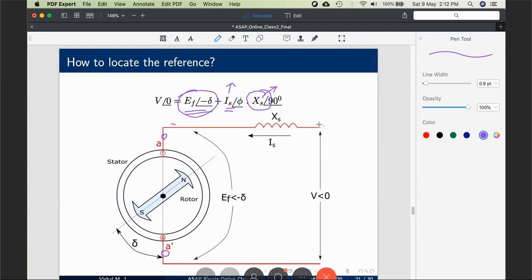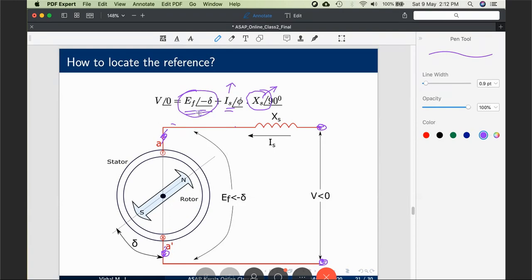See, this is the only terminal which is accessible to man. Here we apply voltage V. This EF sits behind the stator synchronous reactance. So which means this terminal is not accessible at all to a human being. We can only access this value. That's where we apply V. So measuring or calculating EF is not possible.